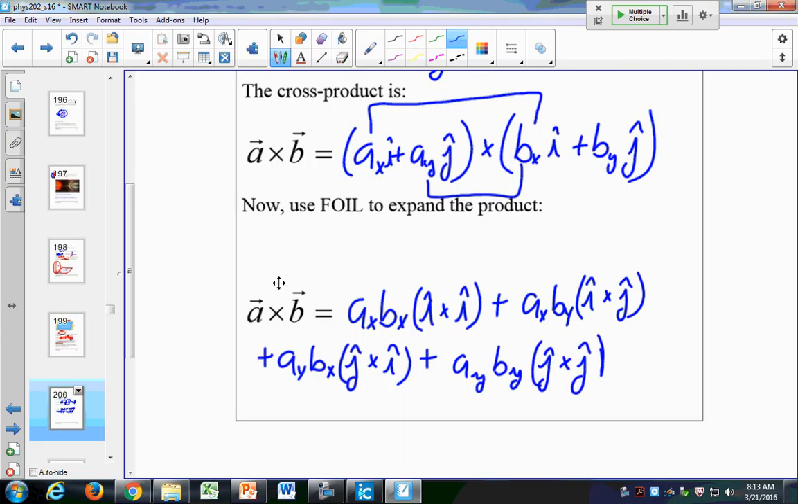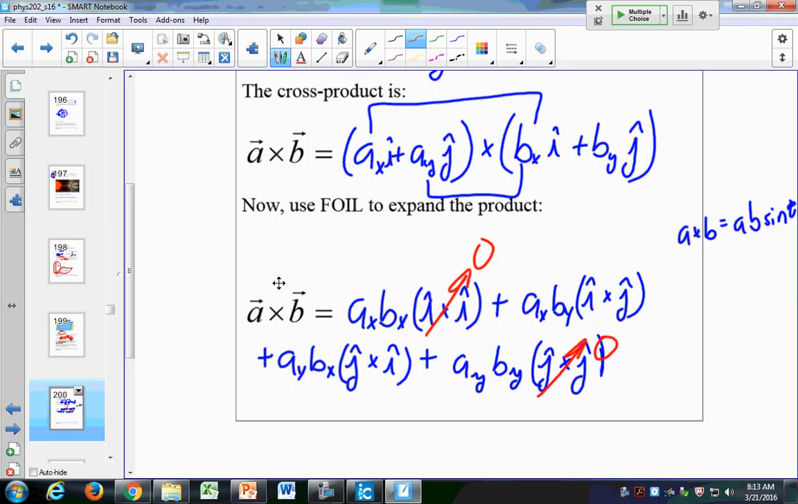If my cross product, remember, A cross B is equal to AB sine theta. If I have two vectors that are in the same direction, what is the angle between them? What is the angle between I and I? It's 0. So I times I has a magnitude of 1, so it'd be like 1 times 1 times the sine of 0. That I cross I term is going to go away. It'll be 0. So I cross I is going to be 0. Likewise, J cross J will be equal to 0.